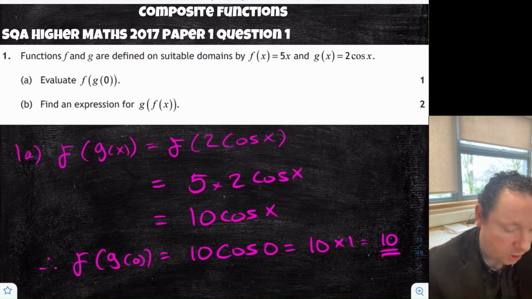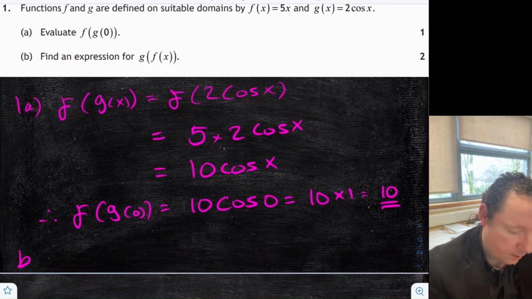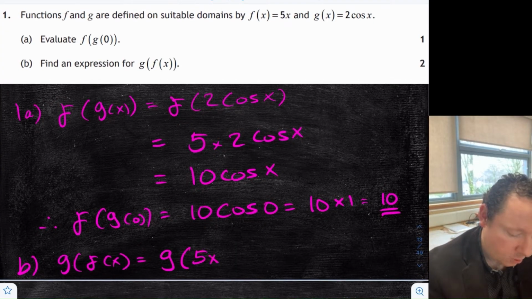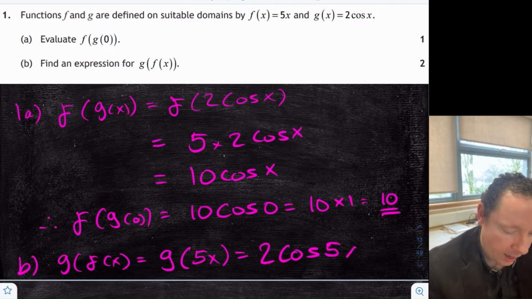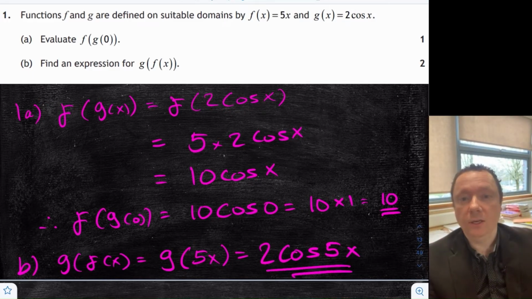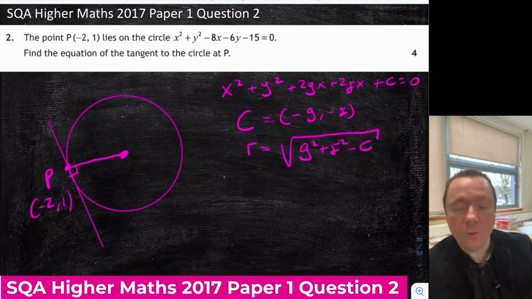Find an expression for g of f of x for part B. So g of f of x means every time I see an x in g, I write f of x, which is 5x. So it's g of 5x. And g is 2 cos x, so that's 2 cos 5x. And we're done there.